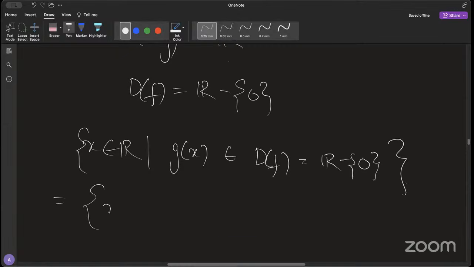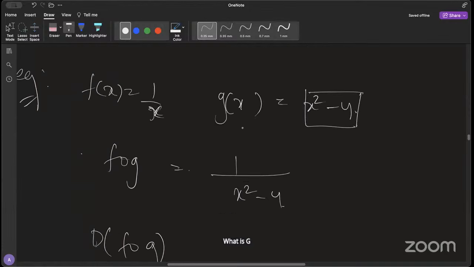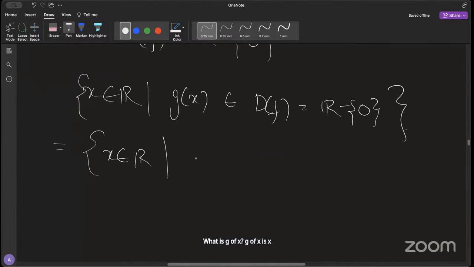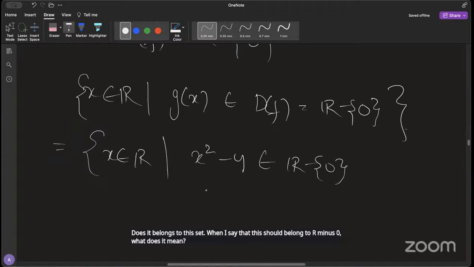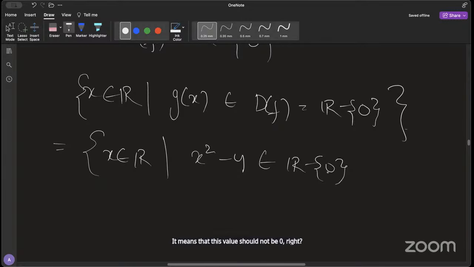This set is the same as x belonging to real numbers. What is g of x? g of x is x square minus 4, such that x square minus 4 belongs to this set. When I say that this should belong to R minus 0, what does it mean? It means that this value should not be 0, right? This can take all values other than 0. So I can simplify it and write x square minus 4 should not be 0, right?